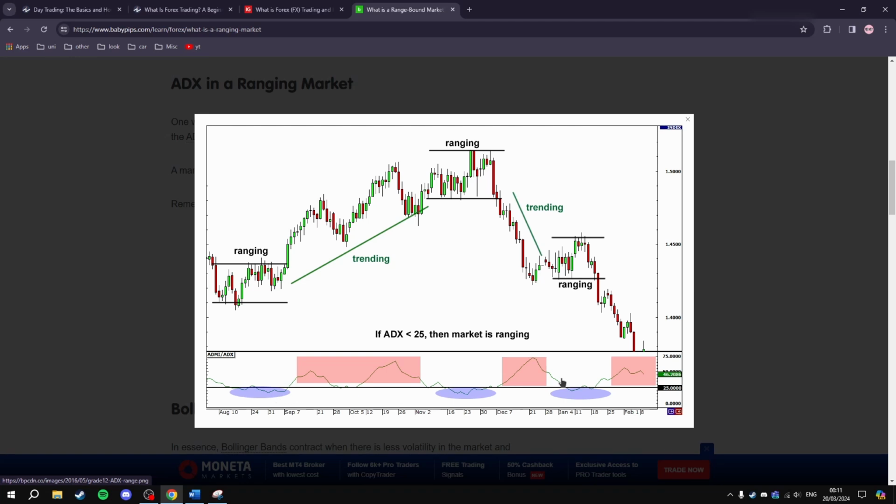So this is a 25 line. Below 25 is ranging, but above 25, this here is trending. This bit is ranging again. This bit's trending. This bit's ranging, and this bit's ranging as well. And remember, the ADX doesn't tell you the direction of the trend, it only tells you the strength of the trend. Hence why, even though that's a downtrend, it still has positive numbers.